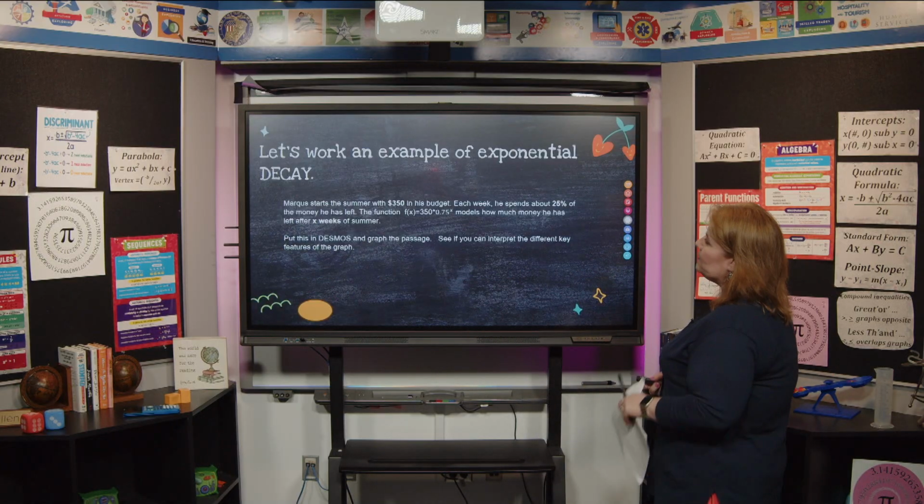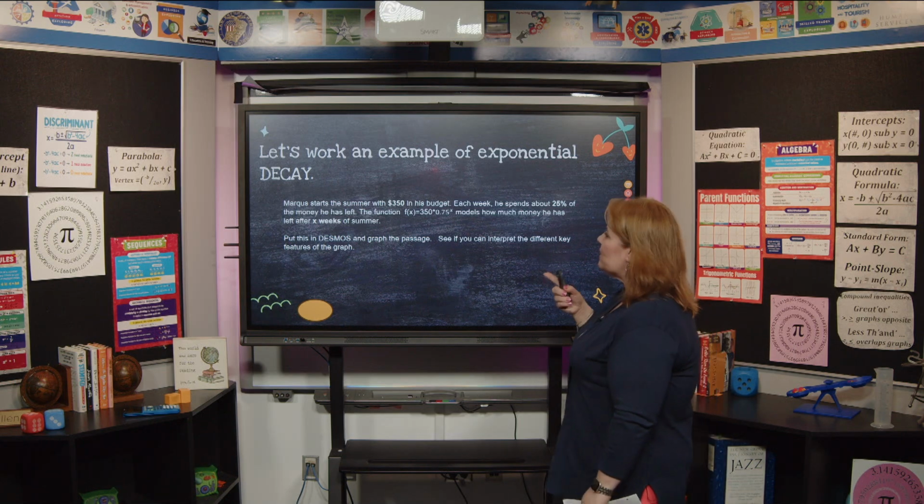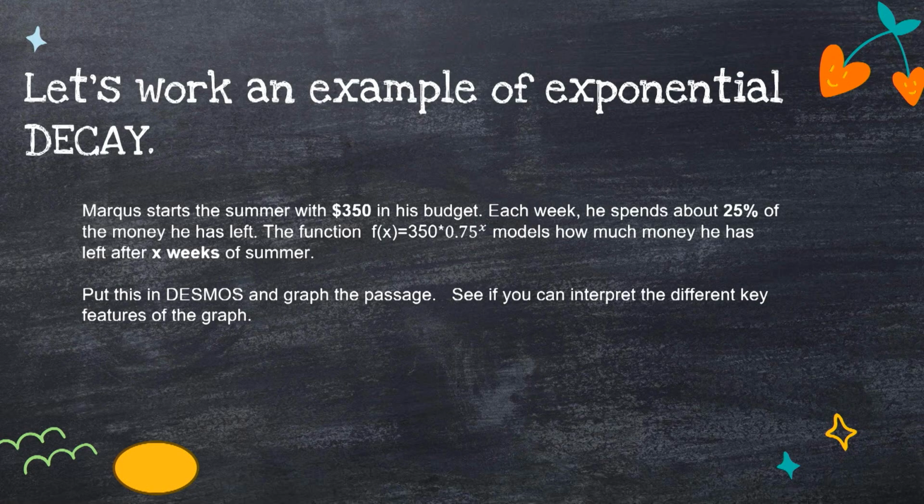So let's go ahead and work an example of an exponential decay. Marquez starts the summer with $350 in his budget. Each week he spends about 25% of the money he has left. The function f of x equals 350 times 0.75 to the x models how much money he has left after x weeks of the summer. It says, put this in Desmos and graph the passage. See if you can interpret the different key features of this graph.